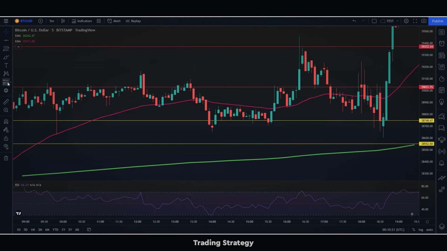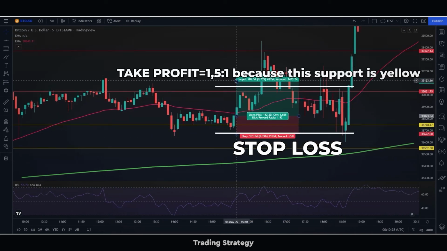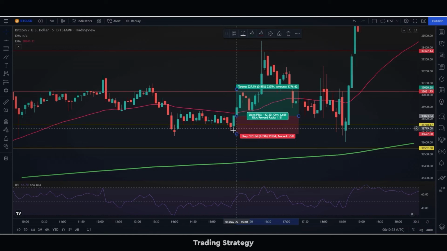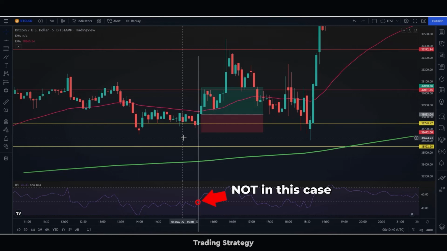We will place the stop loss below this pattern, and the take profit in a risk-benefit ratio of 2:1 in case the support is red, or a risk-benefit ratio of 1.5:1 in case the support is yellow. For greater security, we can check if at the point where the pattern was formed, the RSI is in the 30 zone. But this is optional for greater security.